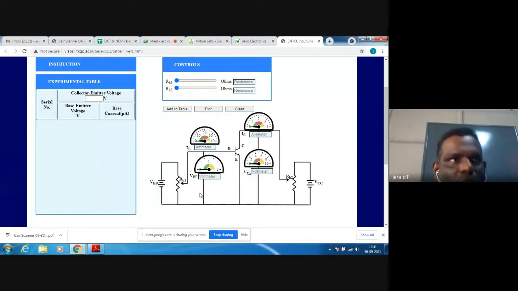Brown, black, red. What is brown? Brown is 1. Black is 0. And red is 0, 0. So 3 zeros are added. That is called 1K.